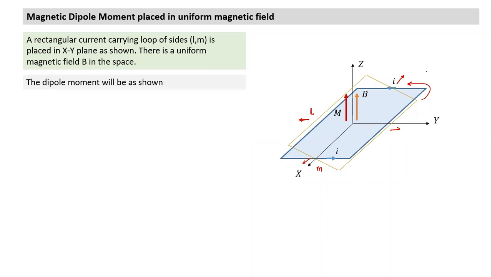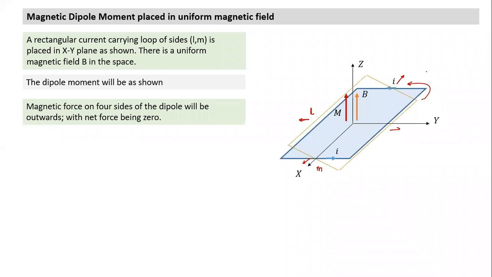So dipole moment will be as shown. I hope all of you understood how we find the direction of dipole moment. So initially, M and B both are in the same direction. Magnetic force on the sides of the dipole will act in the outward direction, and the net force is 0. I think it's easy to understand why the net force is 0. Opposite sides will have equal and opposite forces.